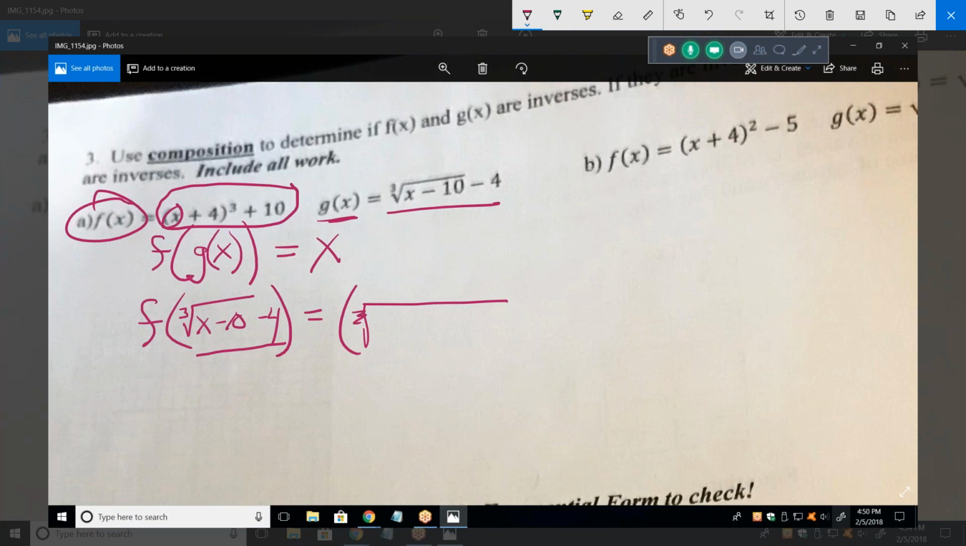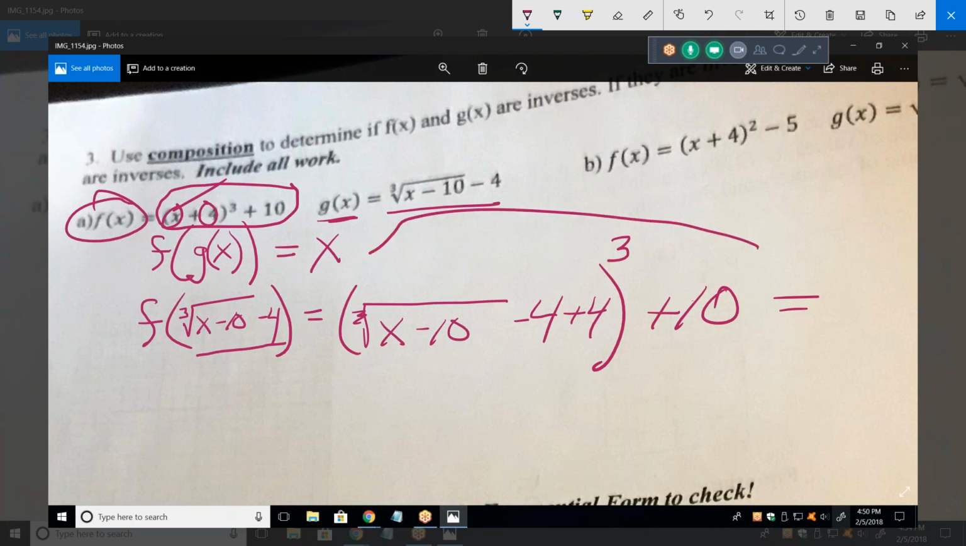Cube root of x minus 10 minus 4. There's the x right there. Okay? Now, I have to add 4 to that. Add 4 right there. I got to cube the whole thing, and I have to add 10. The whole question is, does that thing come out to equal x? Well, tell me how to solve that. It's the first thing to do.